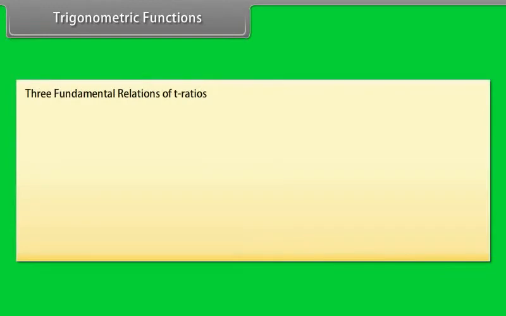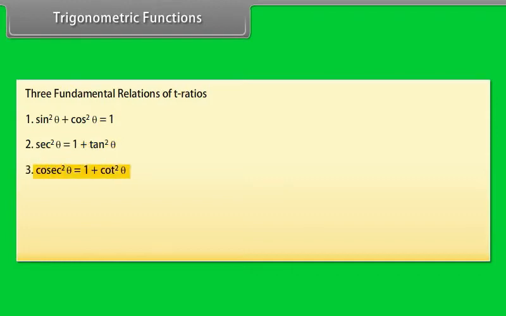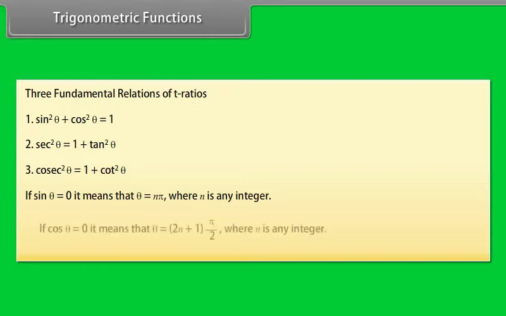Trigonometric functions. Three fundamental relations of trigonometric ratios: sin squared theta plus cos squared theta equals 1. Sec squared theta equals 1 plus tan squared theta. Cosec squared theta equals 1 plus cot squared theta. If sin theta equals 0, it means that theta equals n pi, where n is any integer. If cos theta equals 0, it means that theta equals (2n plus 1) pi by 2, where n is any integer.